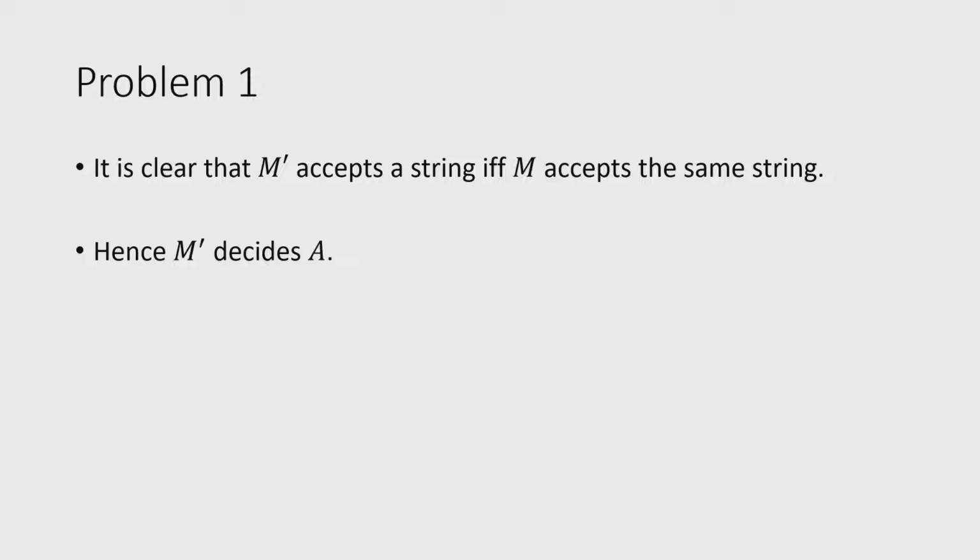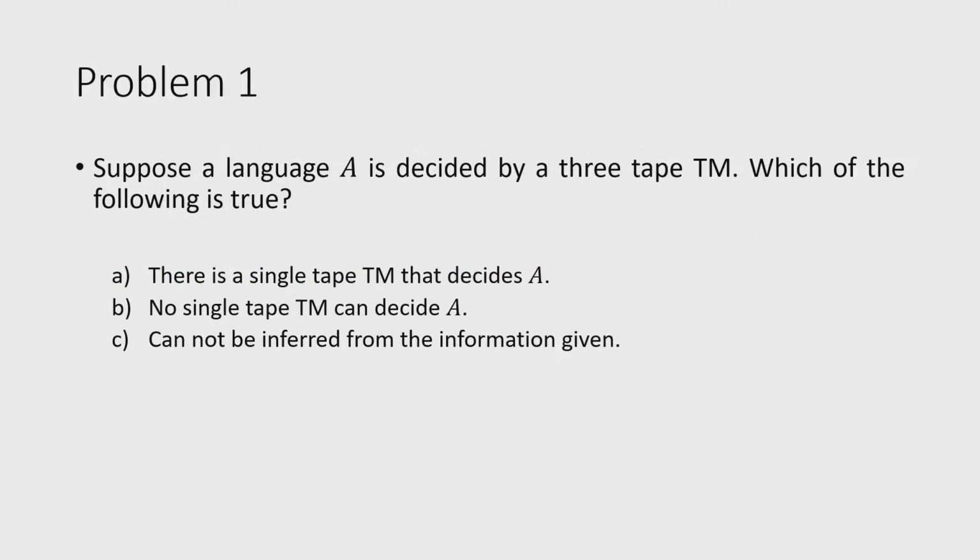Okay, so it's clear that M prime accepts a string if and only if M accepts the string. And because of this reason, M prime also decides the language A. So we have created a single tape Turing machine that also decides the language A, and so the answer is that there is a single tape Turing machine that also decides A.